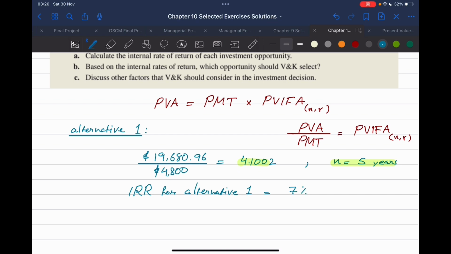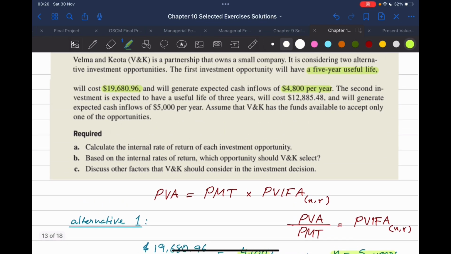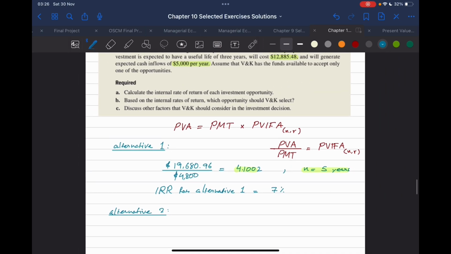Now I'll do the same for the second alternative, alternative 2. For alternative 2, the present value of annuity is $12,885.48, and the payment of the annuity is $5,000 per year. So I'll do the same thing. Let's zoom out a little so we can copy the numbers.